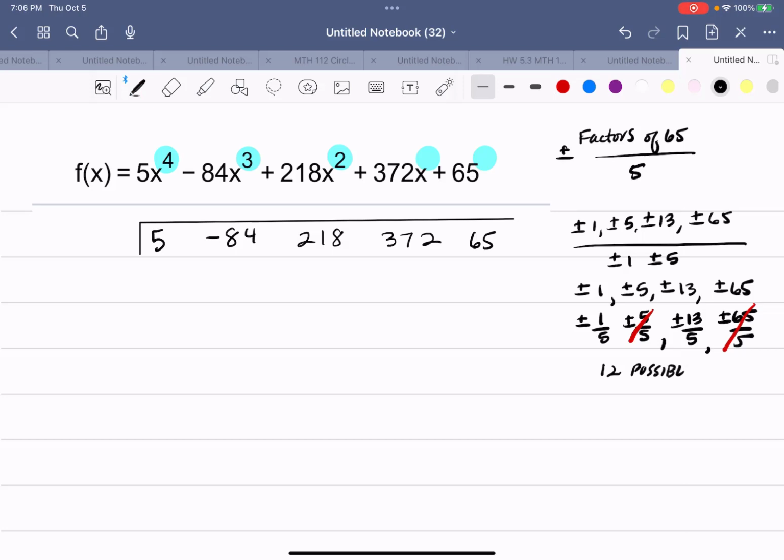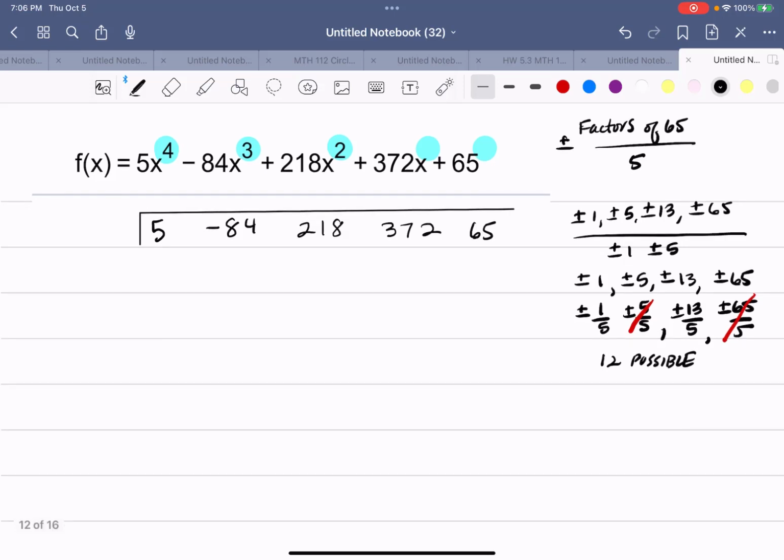Okay, now remember, each time we divide synthetically, we'll reduce the power of the polynomial and we'll also reduce the number of factors that are possible. So let's start in the middle. Let's start with 5 or 13. Definitely don't want to start with fractions. So I'm going to go with 5 first.